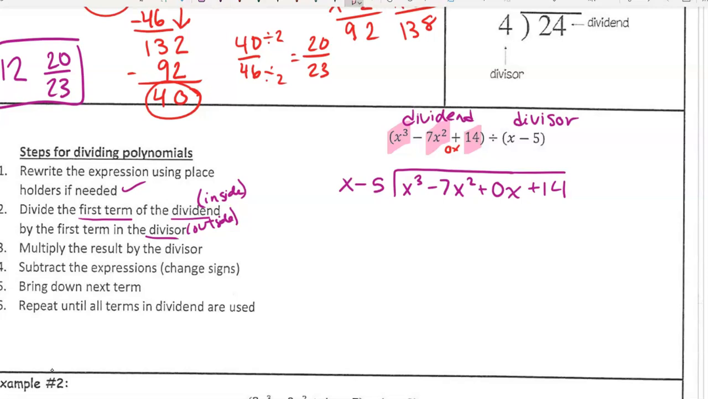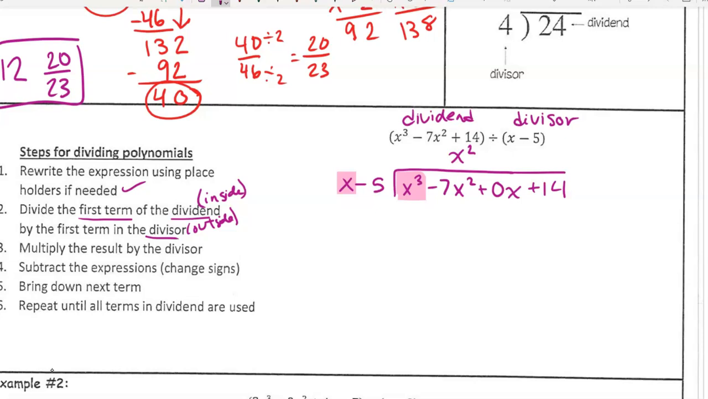So we're going to take the first term of the dividend and divide it by the first term in the divisor. So what is x cubed divided by x? Well, when we multiply, we multiply the coefficients and we add the exponents. When we divide, we're going to do the exact opposite. We'll divide the coefficients and subtract the exponents. So here we have 3 minus 1, which is going to leave us with x squared. And that x squared can go right above the other x squared in the dividend.